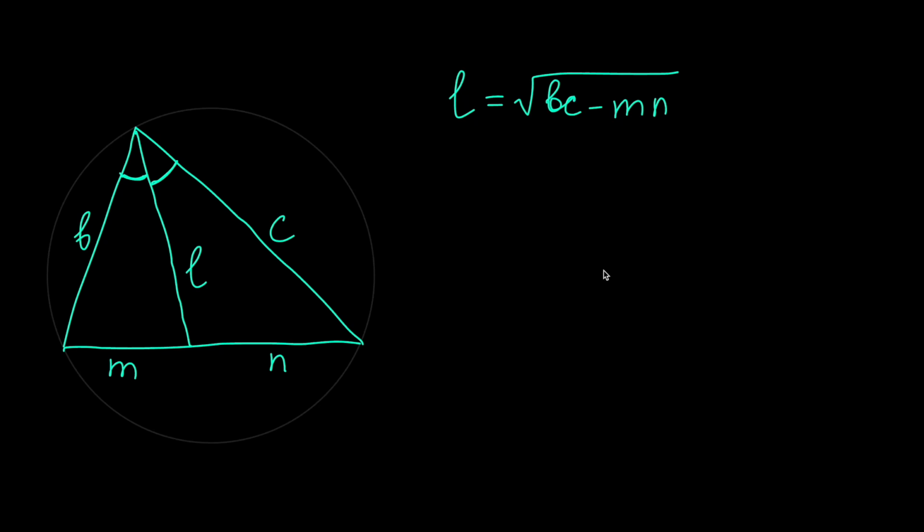In this video, we're going to focus on 3 ways of proving this formula. This is a formula of a length of a bisector in a triangle. And the first idea to prove this formula is using the circumscribed circle of a triangle and similar triangles.